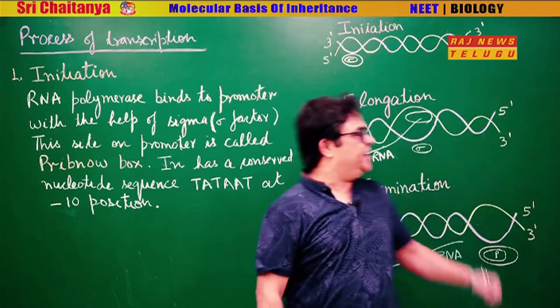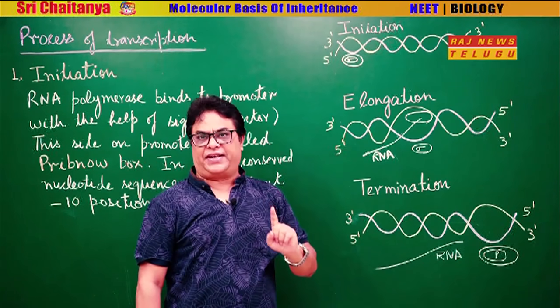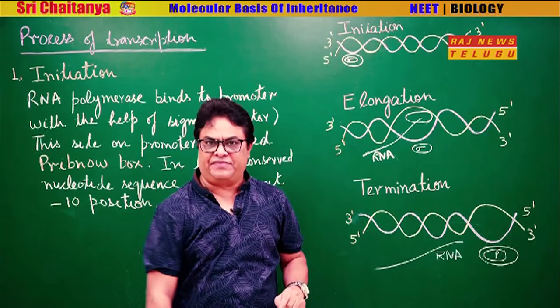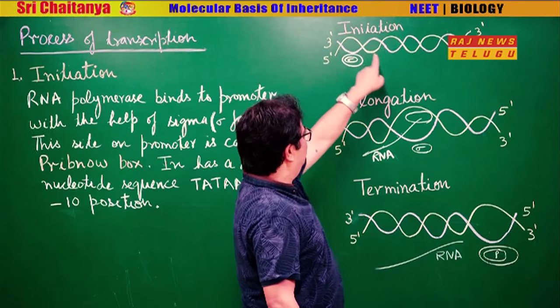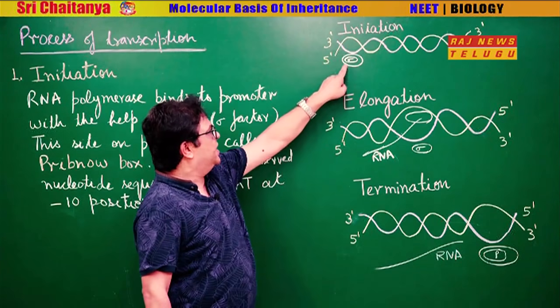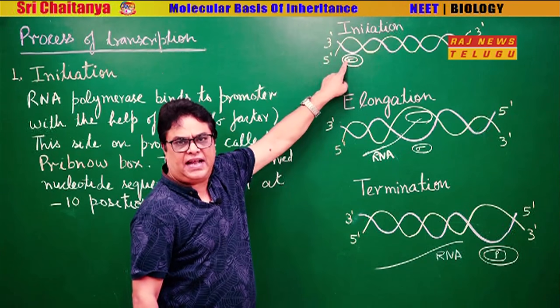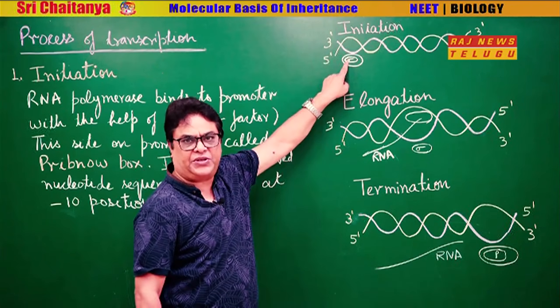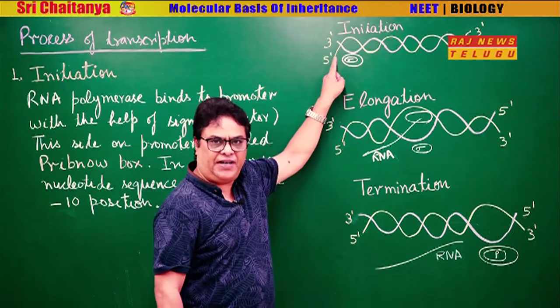And here you can see in this diagram, our template strand will be 3 to 5 because polymerization will be 5 to 3. So, you see this purple color line is representing the template strand, it is 3 to 5, and here you see the RNA polymerase enzyme with the help of sigma factor has attached to the specific site on the promoter, which is the Pribnow box. That is all for initiation.